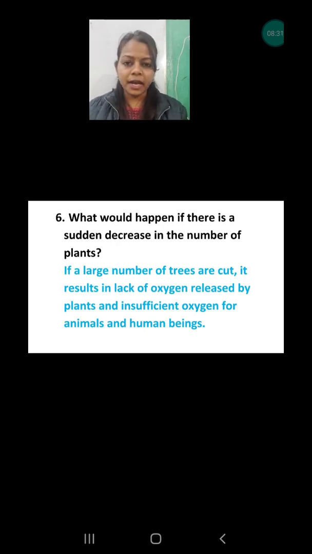They will die. So that's why, if there is a smaller number of plants, they will release less oxygen, and that oxygen will not be sufficient for the animals, and the animals cannot survive. So let's read this answer. If a large number of trees are cut, it results in a lack of oxygen released by the plants and insufficient oxygen for the animals and human beings. We will not have a sufficient amount of oxygen.